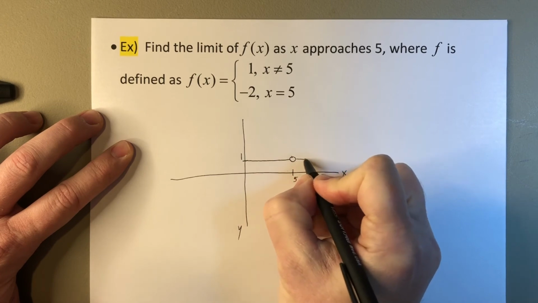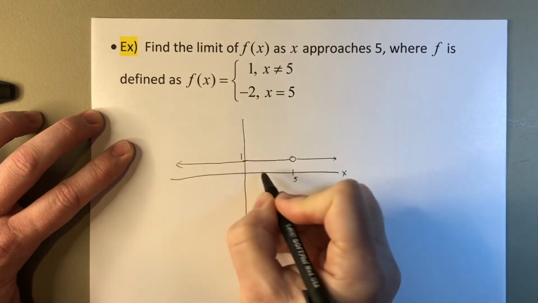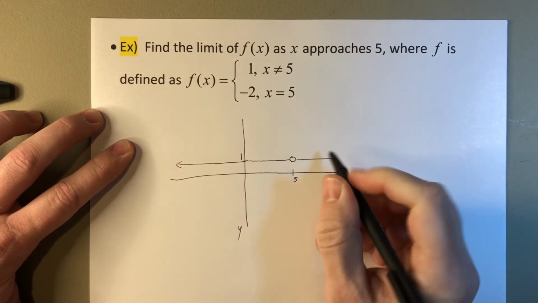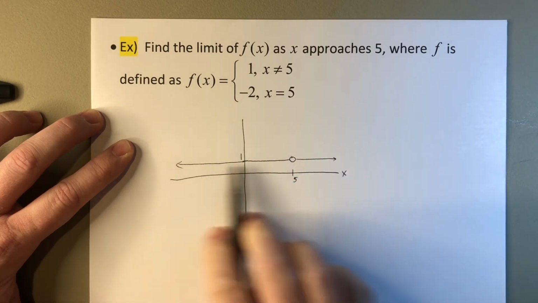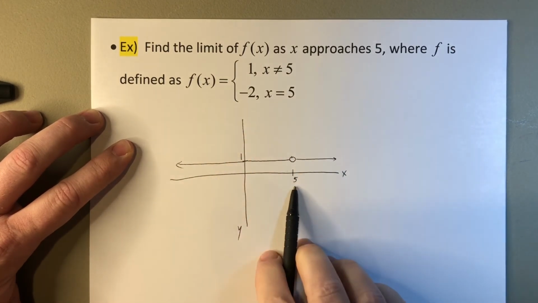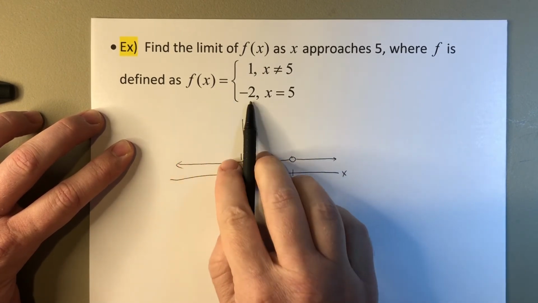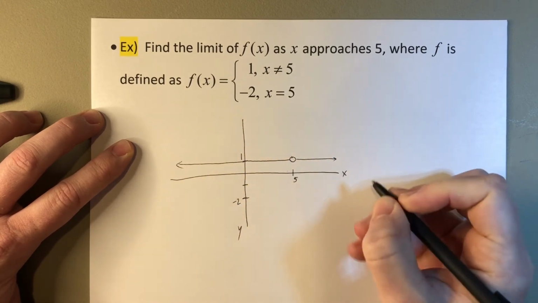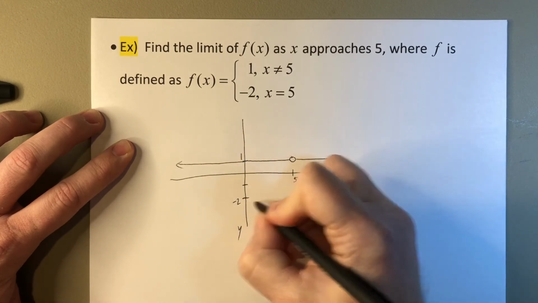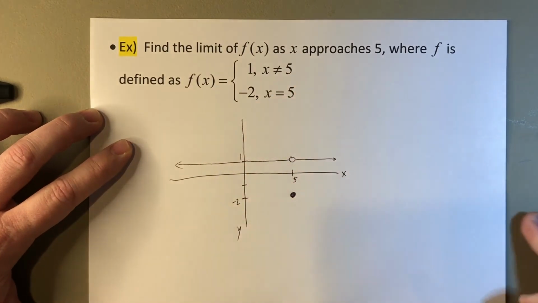And I'm going to draw in a horizontal line. This represents the fact that y is going to be equal to 1 everywhere except when x is equal to 5. The second part of this piecewise function says that the graph of f is equal to -2 if x is indeed equal to 5. So that would be a shaded-in point right here. That's what this piecewise function would look like graphically.